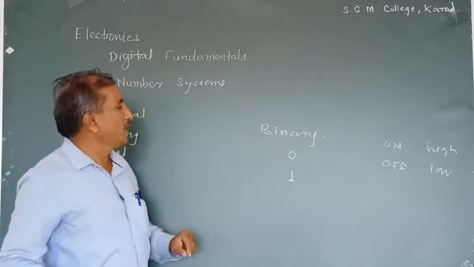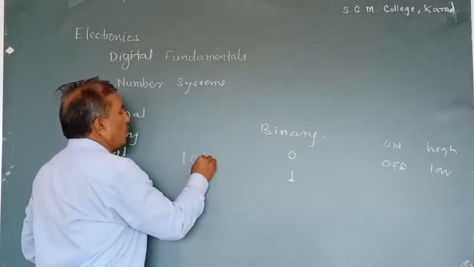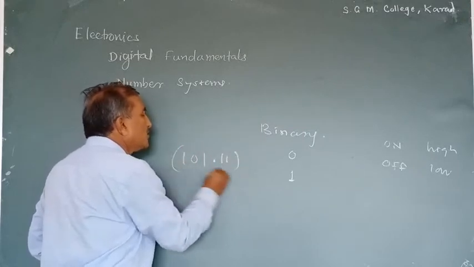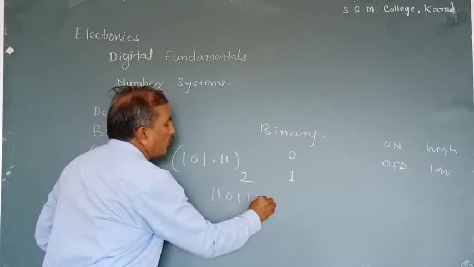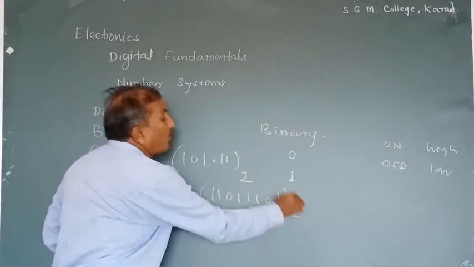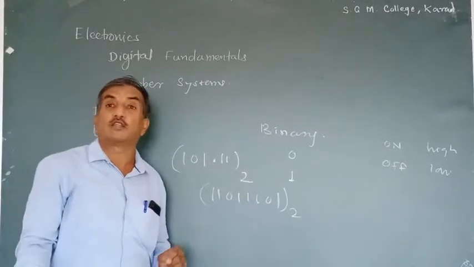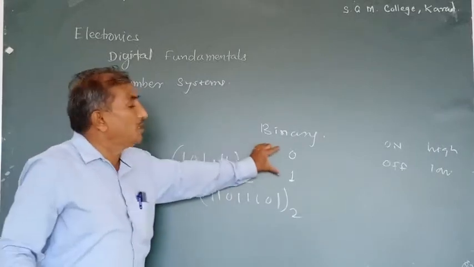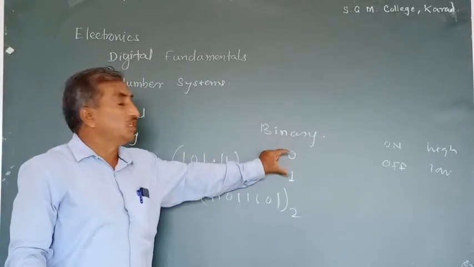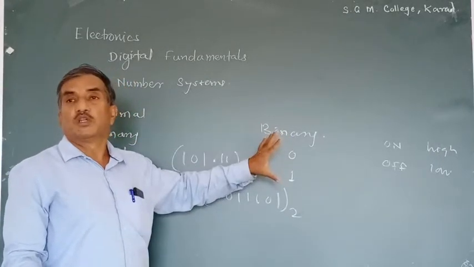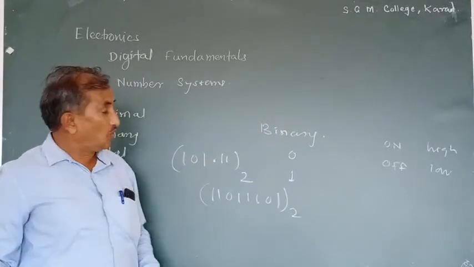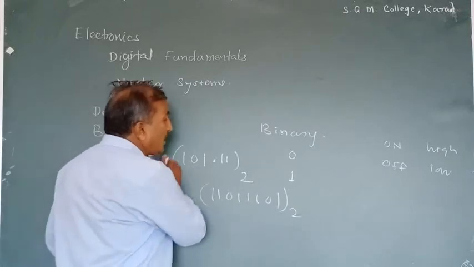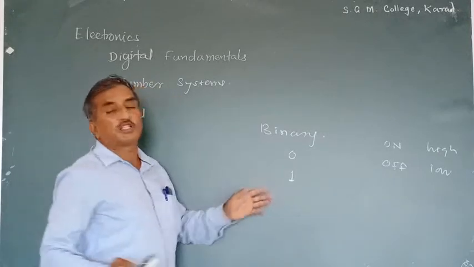Examples of binary number system: 101.11. This is a binary number. 1110111. This is again a binary number. These are examples of binary. So it uses only these 2 symbols, 2 digits, 0 and 1, and that's why its base or radix is 2.